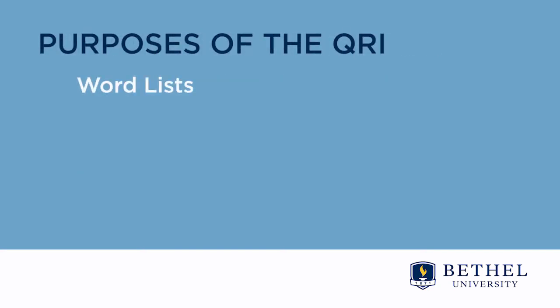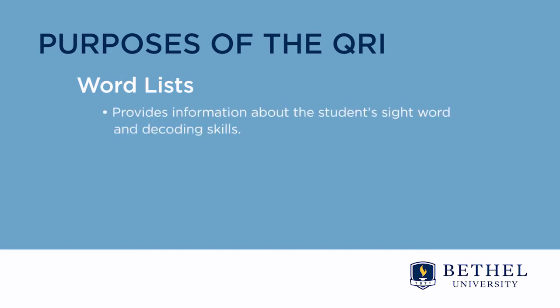Word lists. The first assessment is word lists. The result of the word list assessment gives information about which words are sight words for the student, what decoding skills the student employs to figure out the words they don't know with automaticity, and their behaviors when they encounter a word they don't know and can't decode.